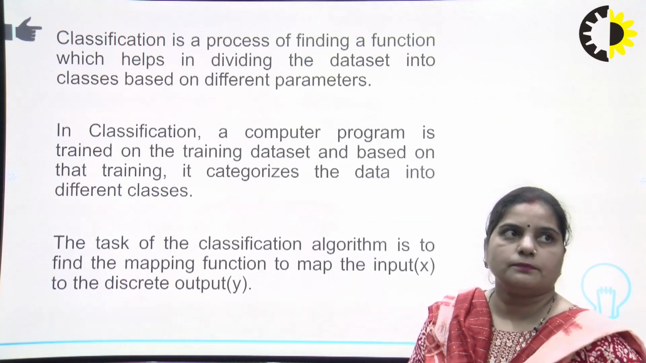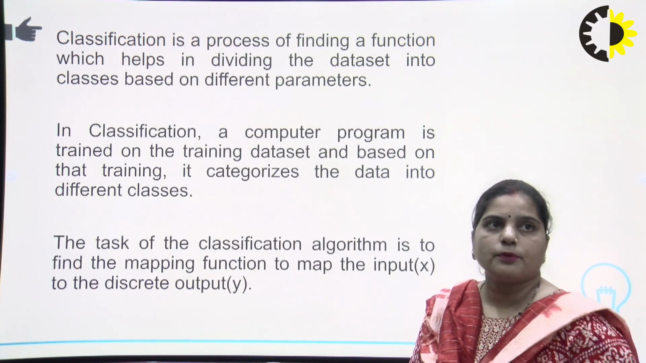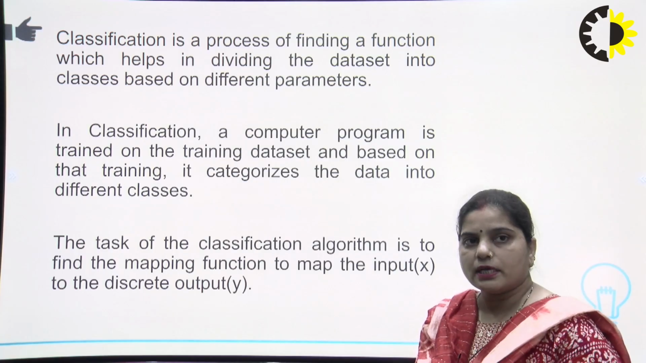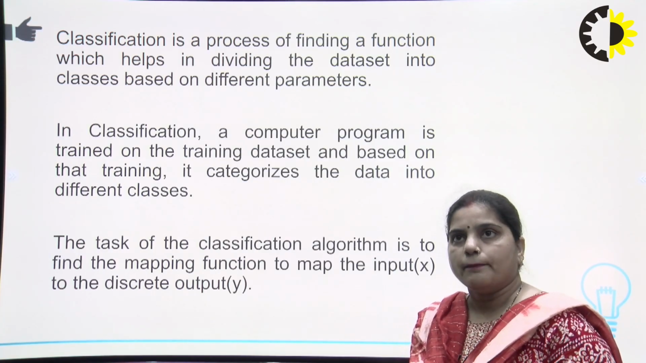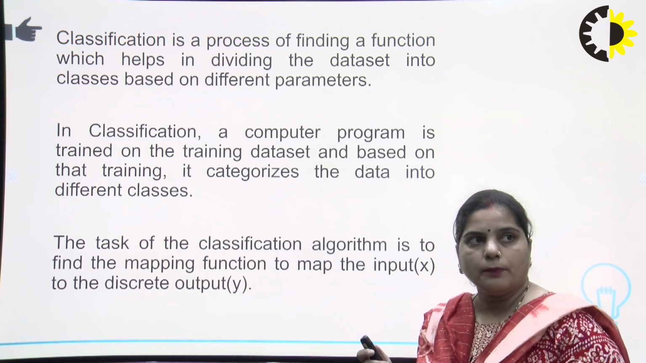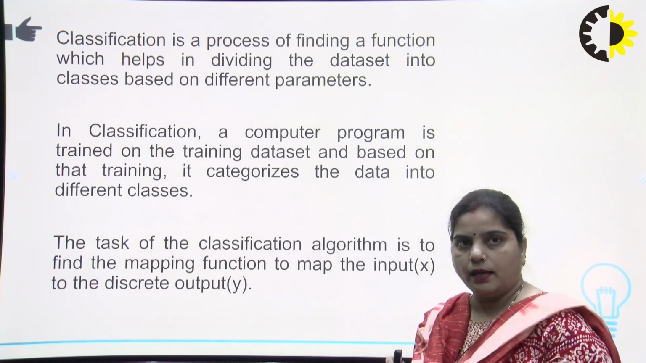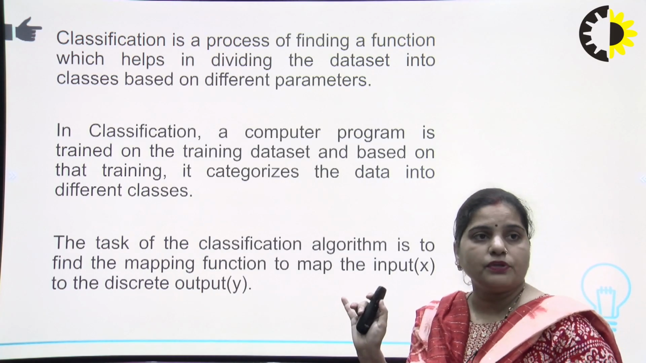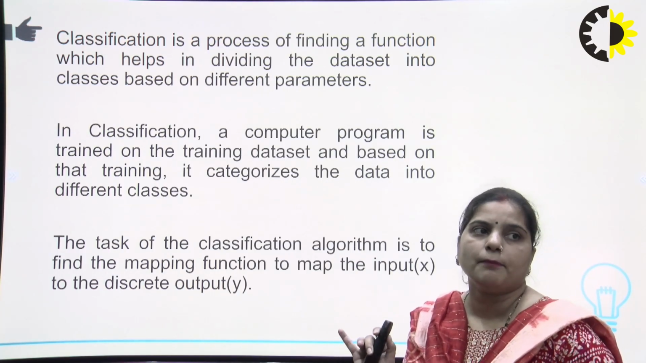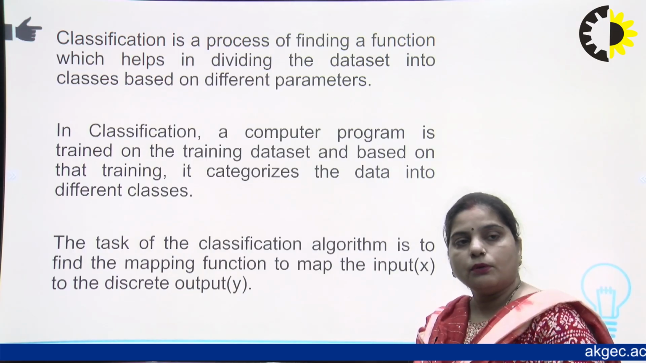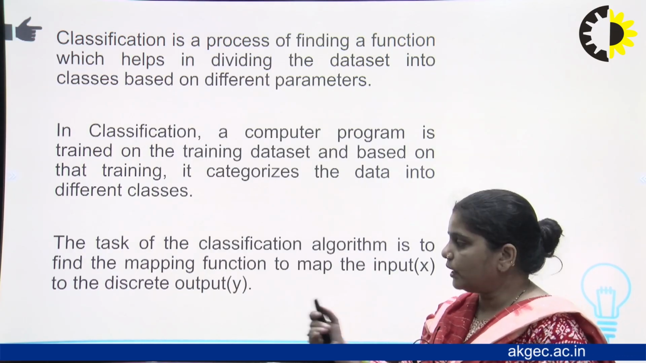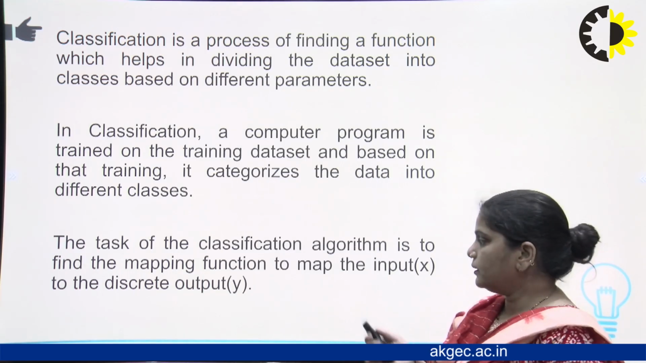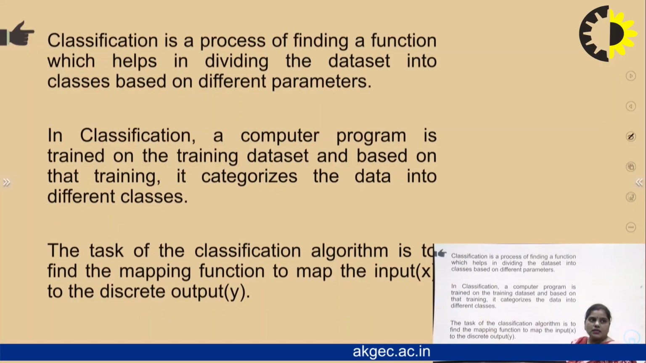So what is classification? Classification is a process in which we find a function which helps to divide the data set into classes based on different parameters. If a computer program is trained on the training data set, and based upon that training it categorizes the data into different classes, then the task of the classification algorithm is to find the mapping function to map the particular input, x, to the discrete output, y.